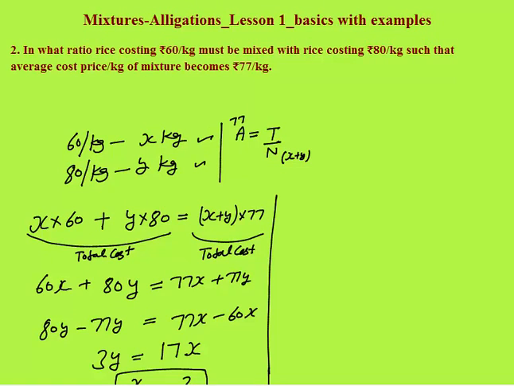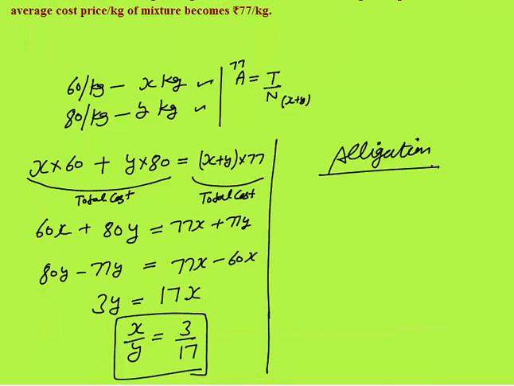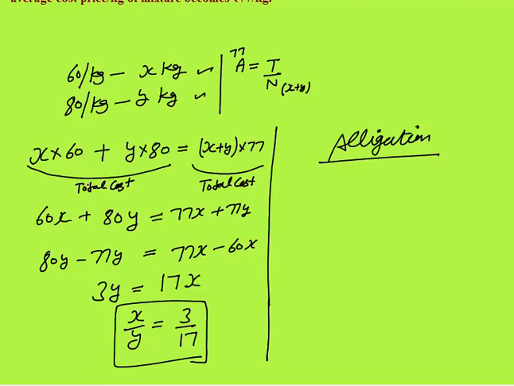Now this is one method. Another method is the alligation method, as the chapter name is alligation method. Alligation is just a way of writing this average equation. Alligation is not a new topic. It is a way of writing the average equation. You can write this average equation in alligation form. That's the only way of writing. It's not a new concept.